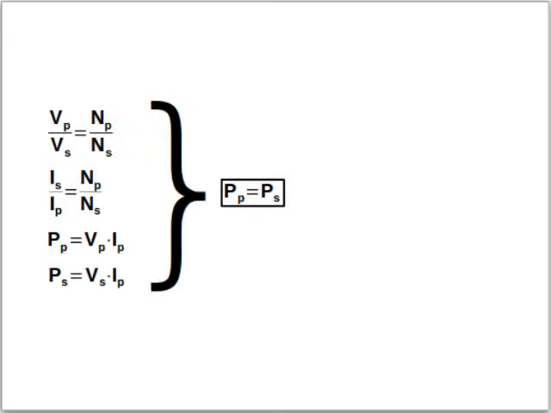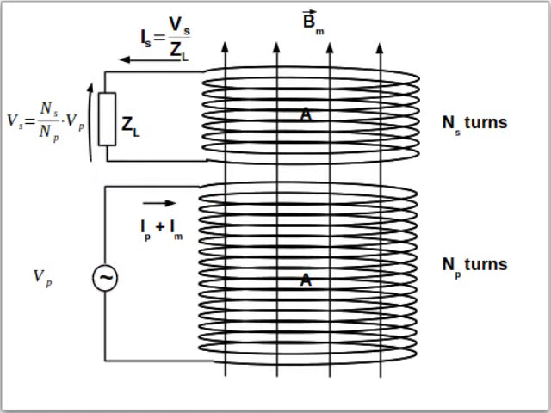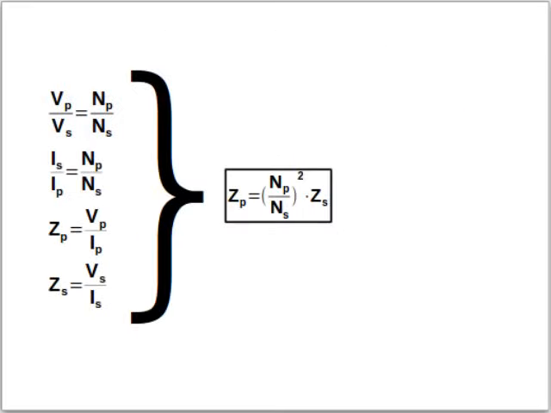Since all the power the secondary demands is provided by the primary, we conclude that, in this configuration, the transformer does not store energy, except for the energy of the excitation magnetic field Bm, which is necessary to maintain the voltage at the secondary. Using the two equations above, we can deduce that the impedance seen by the primary is equal to the impedance seen by the secondary multiplied by the square of the turn ratio.